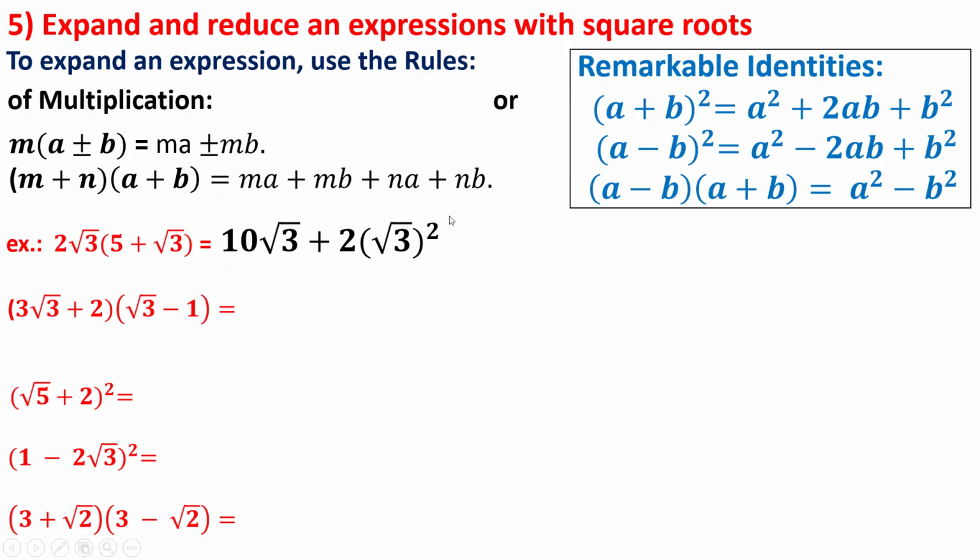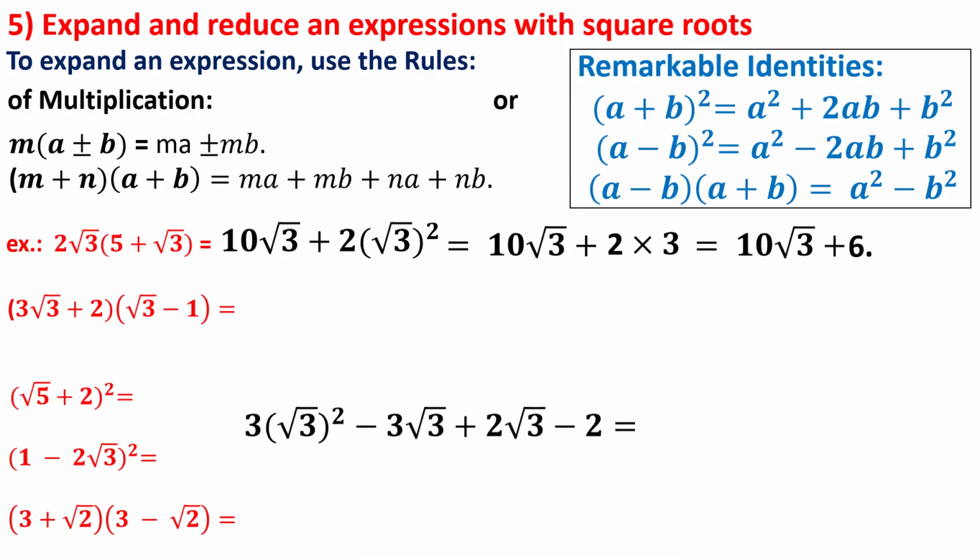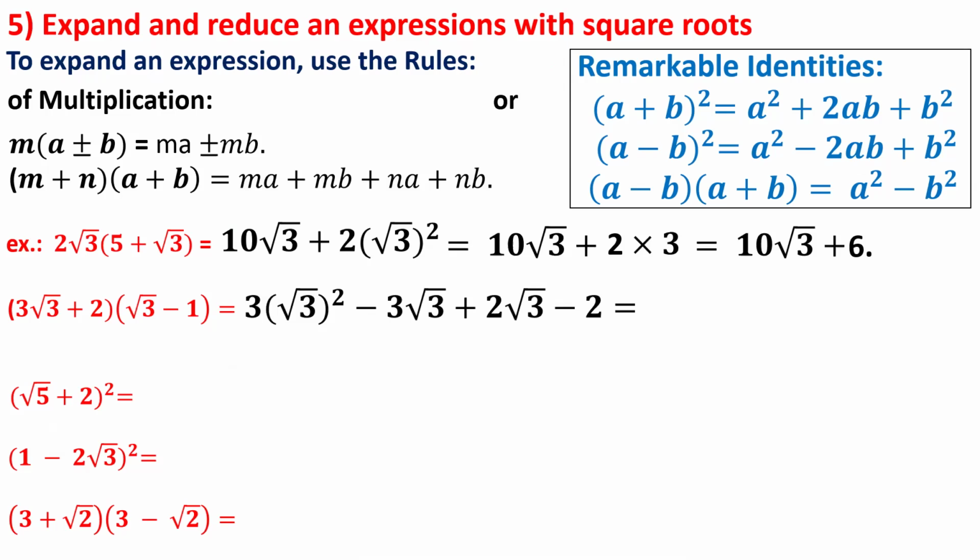So now I can continue the calculation. It's 10 radical 3 plus 6, which is written as it is. Can we add 10 radical 3 with plus 6? Never. This has a radical, and this is only a number. These are different from each other, so I cannot write 16 radical 3. I cannot add different things together.